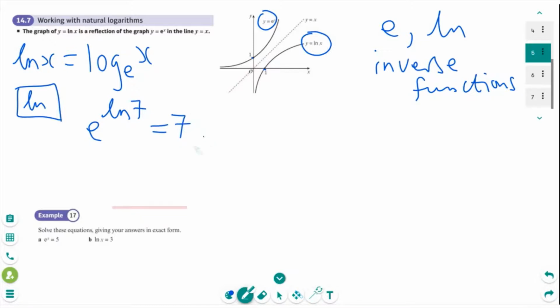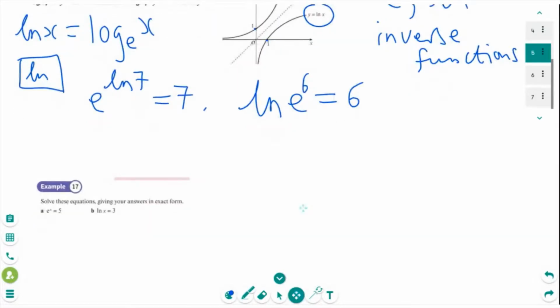And it's the same thing the other way around. If you were to type in ln, then type in, say, e to some number, ln and e, because they're inverses, they will cancel out, and you'll just get the number 6. Is that okay? The examples are basically about solving equations again, using this idea.